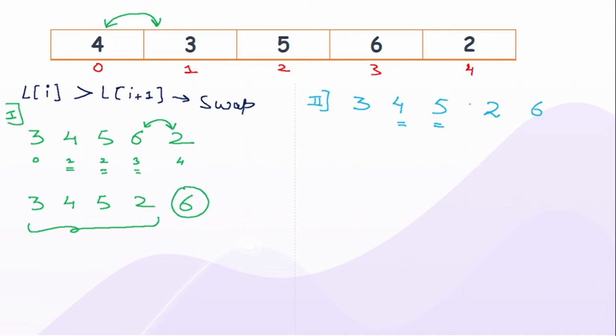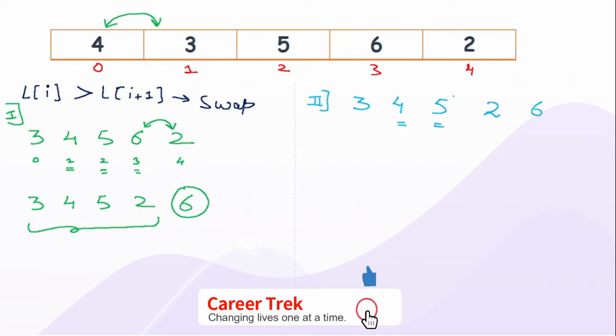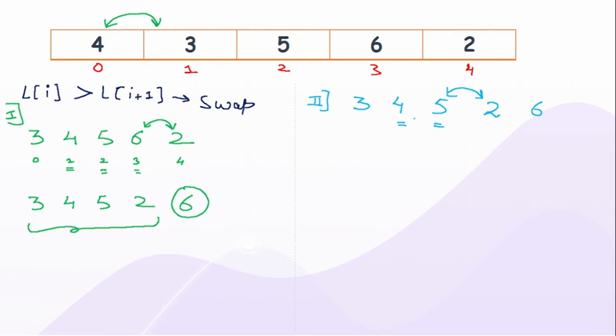Now, since 2 is smaller than 5, that is, the number present at the I plus 1th location is smaller than the number at the ith location, I will swap the two numbers. So now the list will become 3, 4, 2, 5 and 6. And therefore, this will be the output for the second iteration.